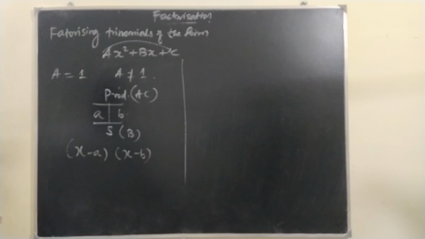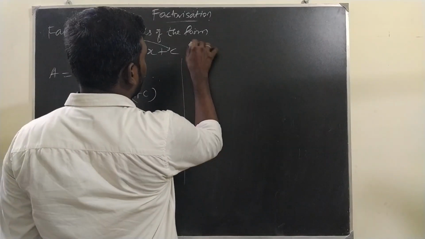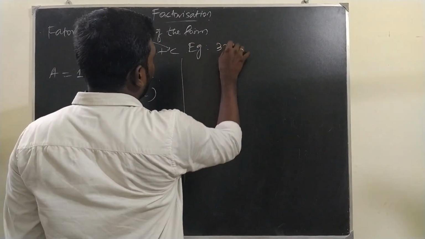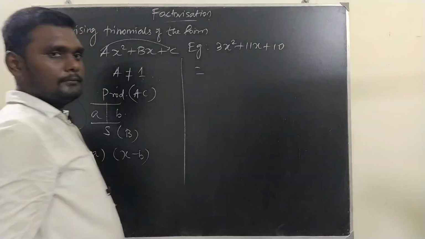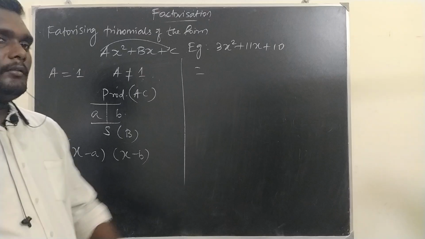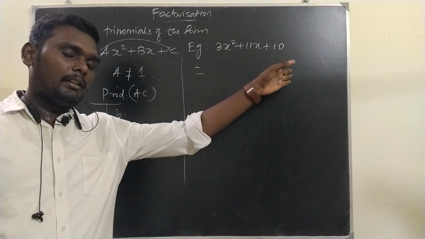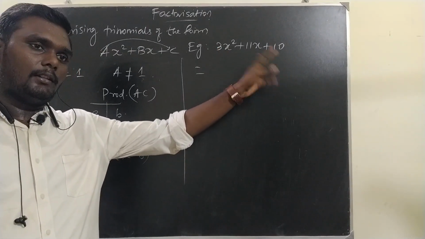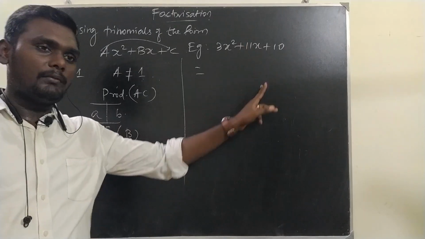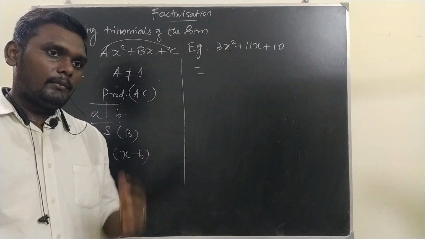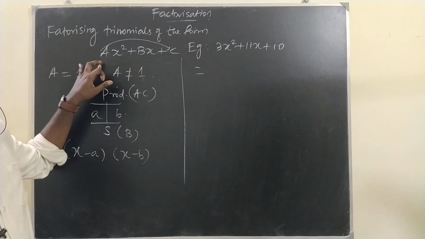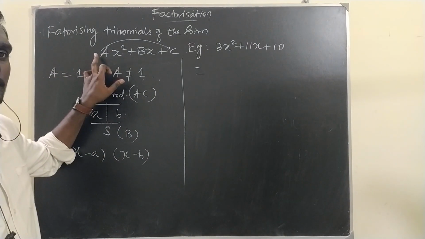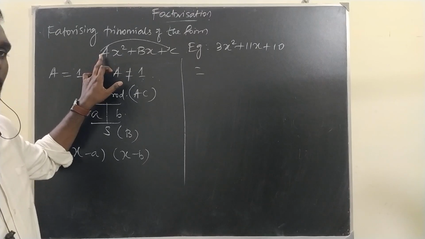3x² + 11x + 10. We need to find the factors. First see whether all the terms have a common factor or not. No, it is not. Grouping cannot be done. This is not a difference of two squares. Then we should see that it is a factorizing trinomial, right?